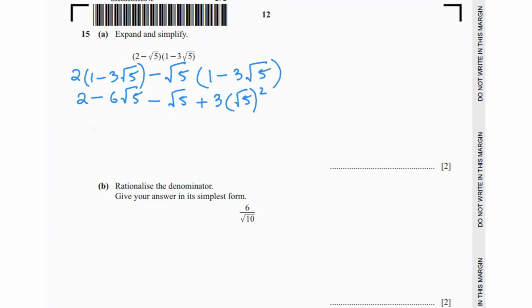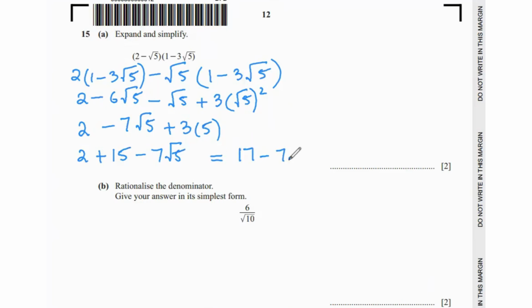Now when you're adding and subtracting the roots, you need to remember that the root gets added or subtracted to the root, and you have to make sure that the number inside the root is the same. So the surd has to be the same. So 2 comes as it is. Negative 6 root 5 minus root 5 is negative 7 root 5. Plus 3, square of a root is the number inside the root, which is 5. So it's 3 times 5 now. So that's 2 plus 15 minus 7 root 5. And we can simplify that to 17 minus 7 root 5.